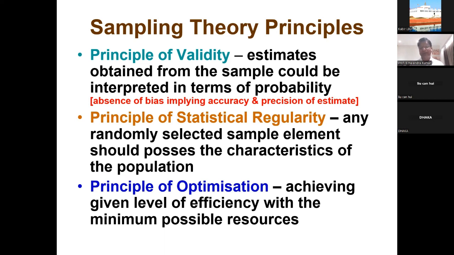So whenever any random selected portions are being taken for the sampling method, it must possess the characteristics of the populations. There are some things by which we can say this is the population, and it comes under demography. Then there is optimization, in the sense of achieving a level of efficiency with the minimum possible resources. So this is the third part of our theory related to sampling.